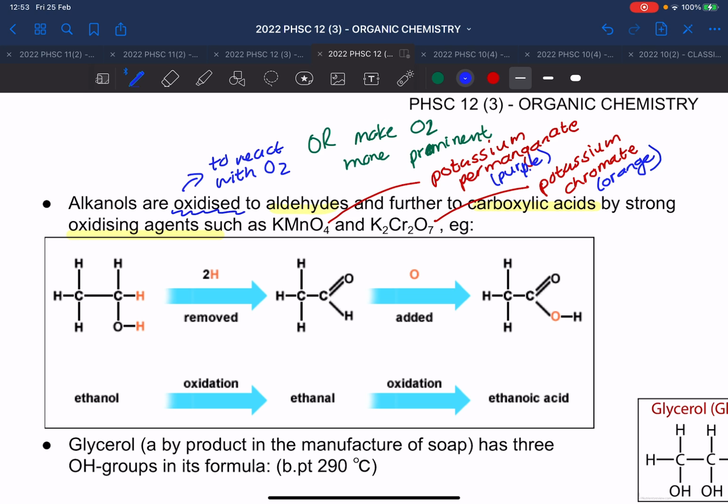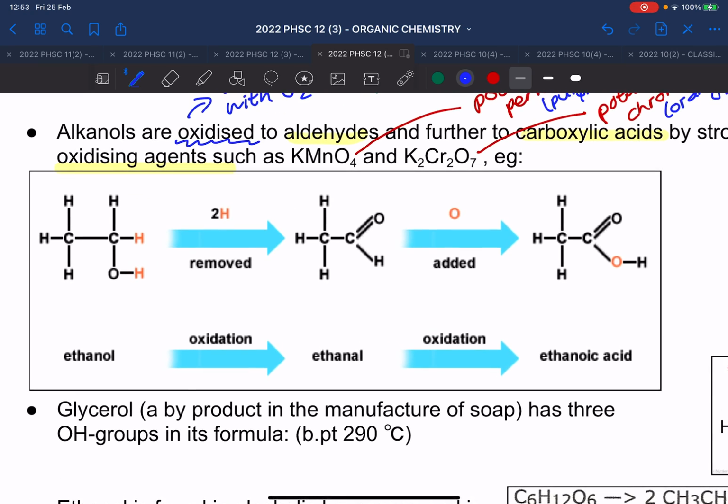Alright, so these things are called oxidizing agents. They are actually like a catalyst. So they don't take part in the reaction, they just help the reaction. So they are catalysts. Okay, so if we look at this reaction here.